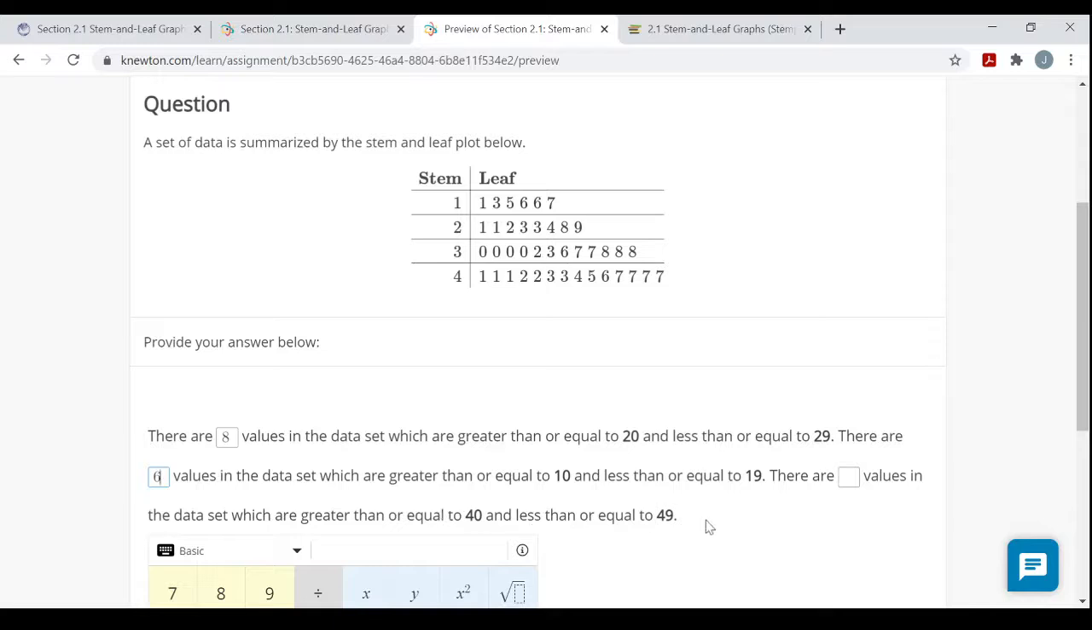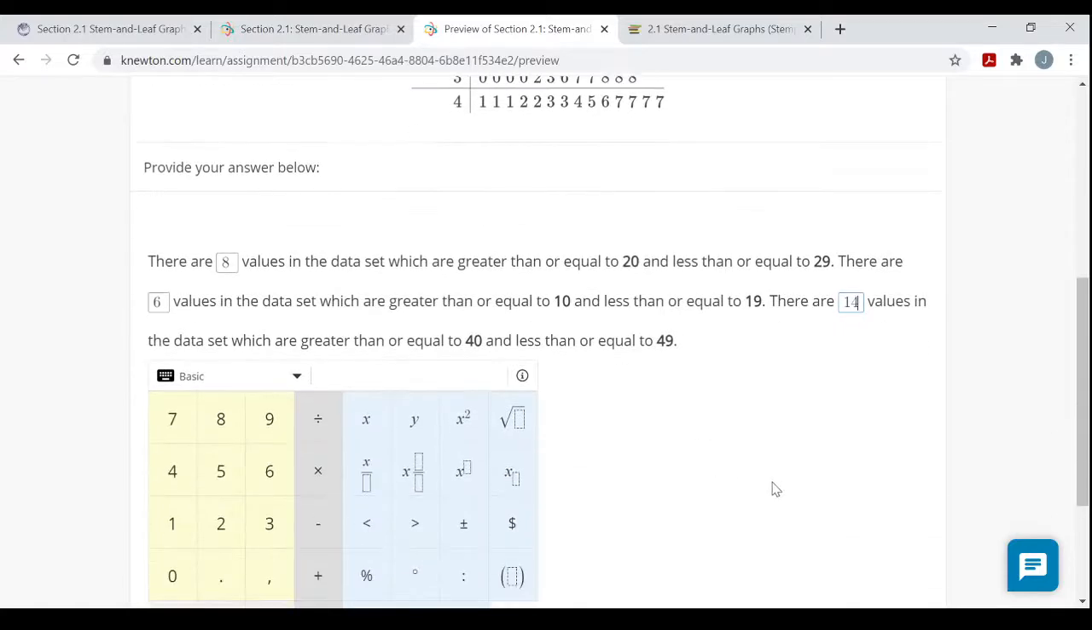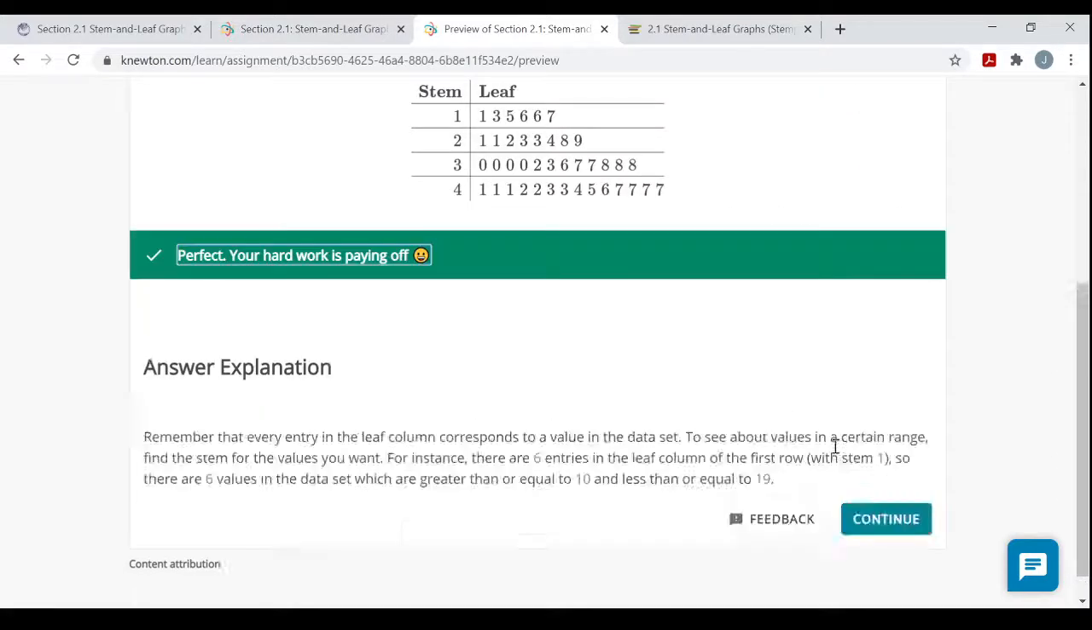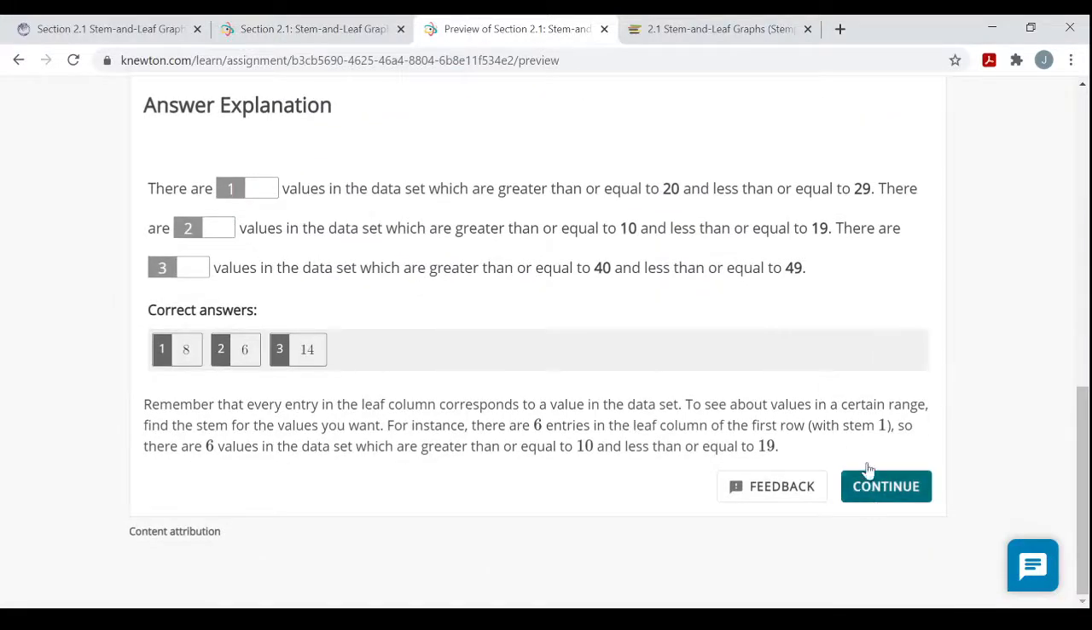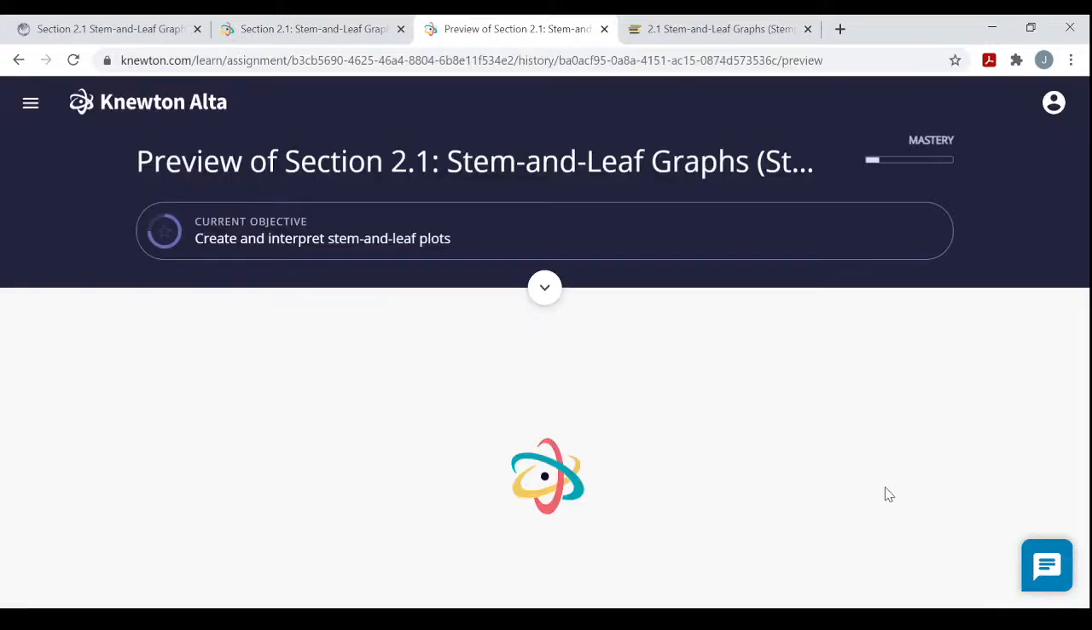How many values in the 40s? 41, 41, 41, 42, 42, 43, 43, 44, 45, 46, 47, 47, 47, 47. So that's 5, 10, 14 values in the 40s there. Just pay attention to the count. Make sure you're counting correctly. And again, read the explanations when you're done to help you out.